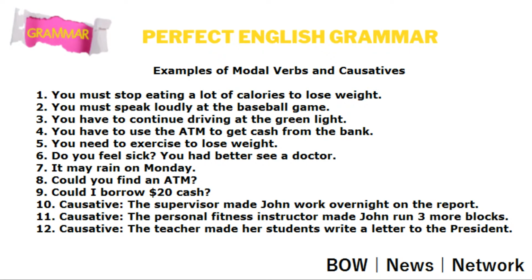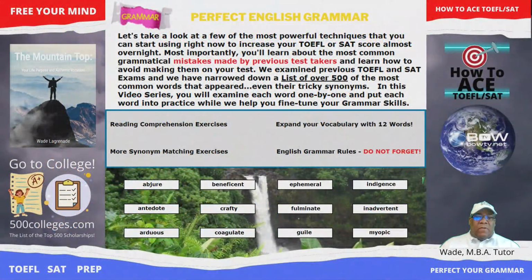It may rain on Monday. Could you find an ATM? Could I borrow $20 cash? And then as examples of causatives, the supervisor made John work overnight on the report. Or another causative, the personal fitness instructor made John run 3 more blocks. Or another causative, the teacher made her students write a letter to the president. So those are examples of just a few of the English grammar rules.